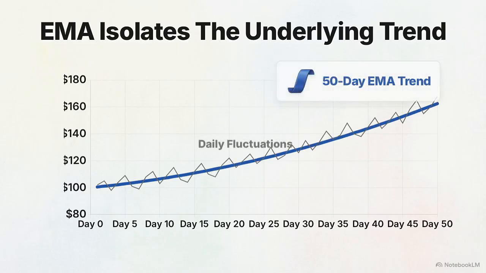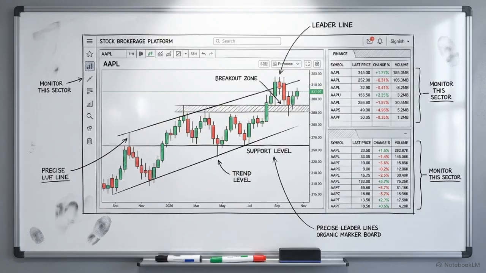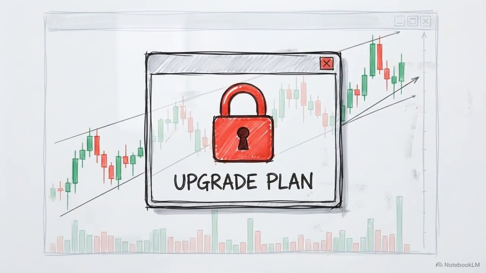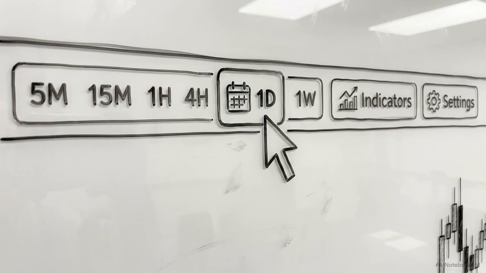of a stock. To set this up, you must use a standard broker platform like Zerodha or Angel One. Avoid the free TradingView app for this specific strategy, as it limits you to only 2 indicators, and our diagnostic engine requires 5. You also need to set your time frame to daily, or 1D.